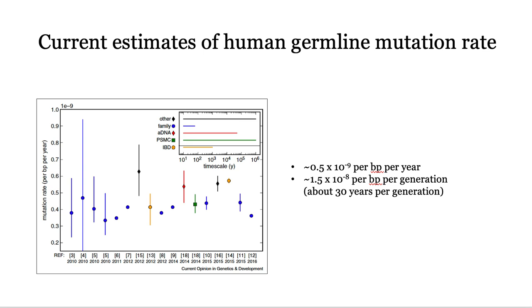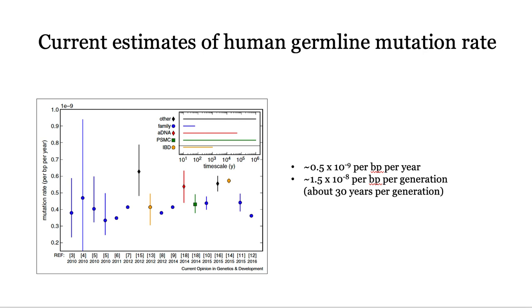But overall, in terms of scale, the consensus right now is that if you look at mutation rate per base pair per year, it is about 0.5 by 10 to the negative 9. If you look at mutation rate per generation, it is about 1.5 by 10 to the negative 8. And you need to remember those two scales. If you talk about per generation, mutation rate is about 10 to the negative 8.